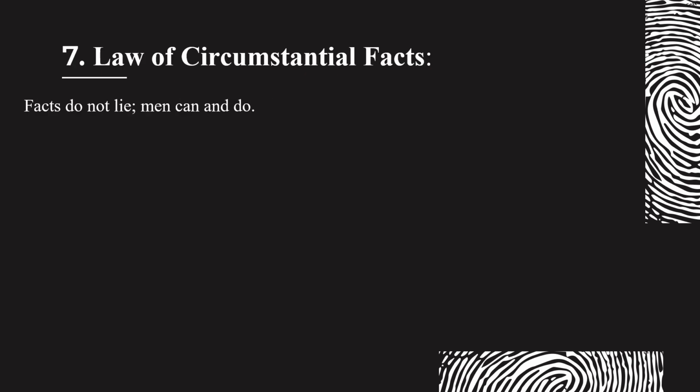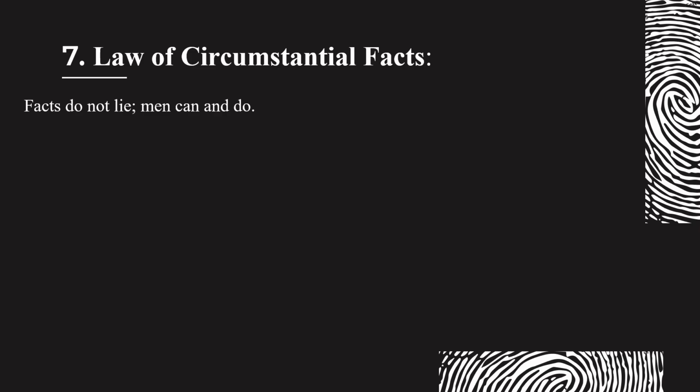Now coming to the last law of forensic science, which is the law of circumstantial fact, which states that facts do not lie, men can and do. This principle is summed up in just one line, which is very strong: facts do not lie, men can and do. It sounds very intense, right? But it's absolutely true. See, when a crime happens, people may lie, the suspect might lie, the witnesses might be confused, the story might be twisted. But what doesn't lie? The evidence, the facts, the scene.